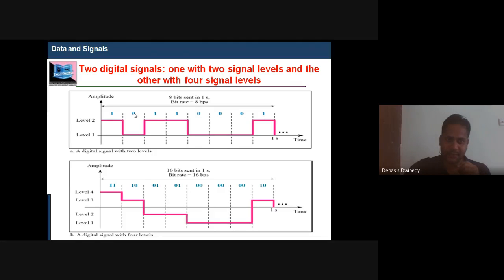This is an algorithm. We will study different encoding schemes, where bits are converted to signals, which we call data conversion to signal. Then vice versa, we will also study how a signal is converted to data. As a small example, here I am showing a digital signal and how I am encoding it.